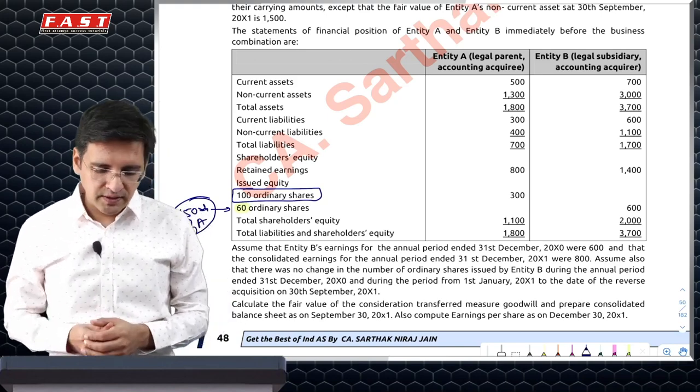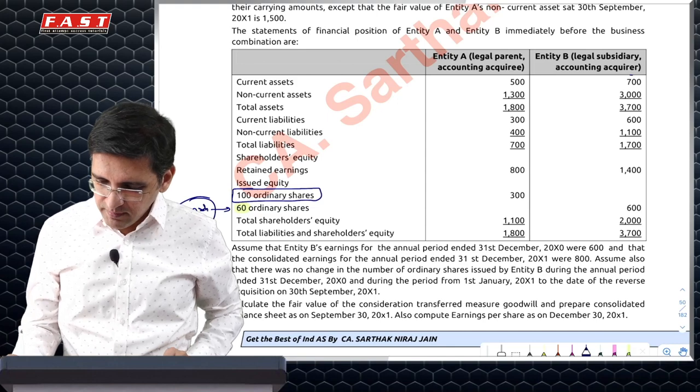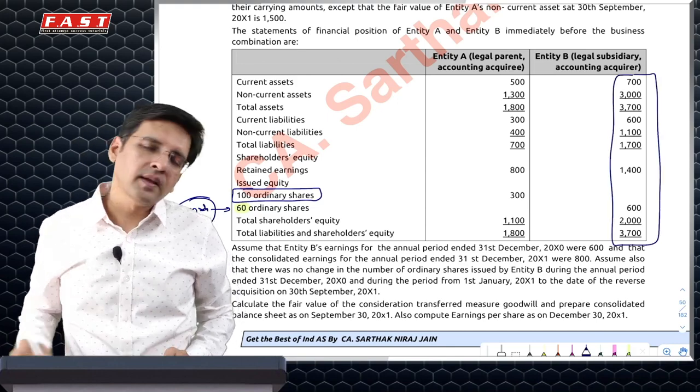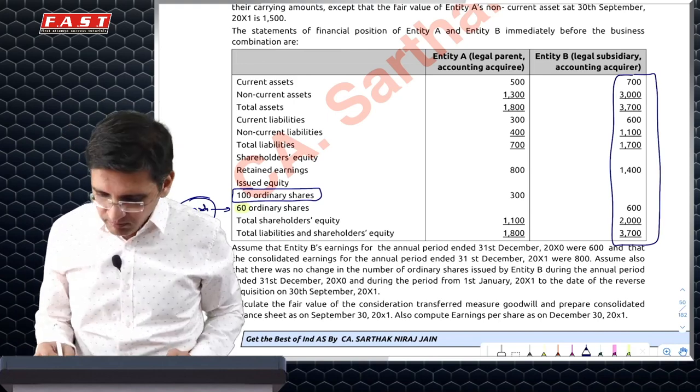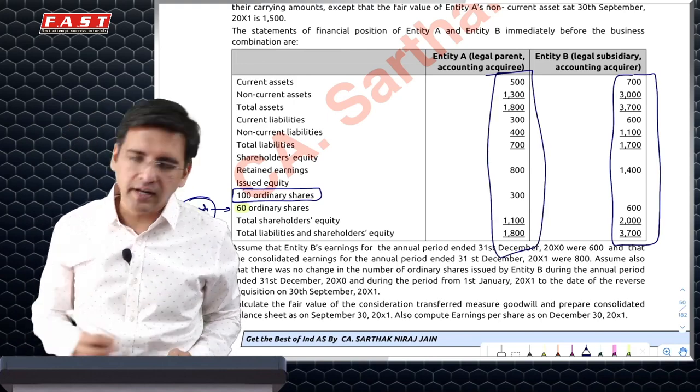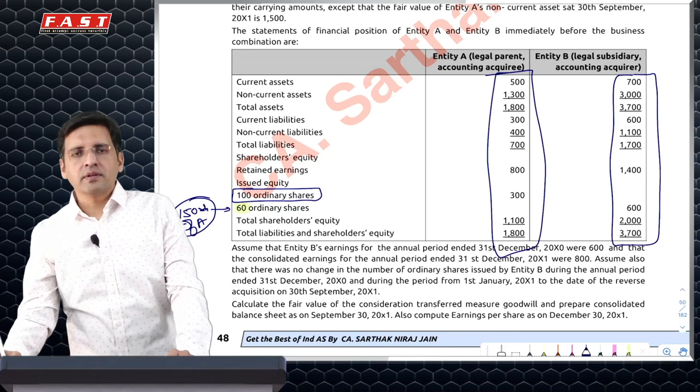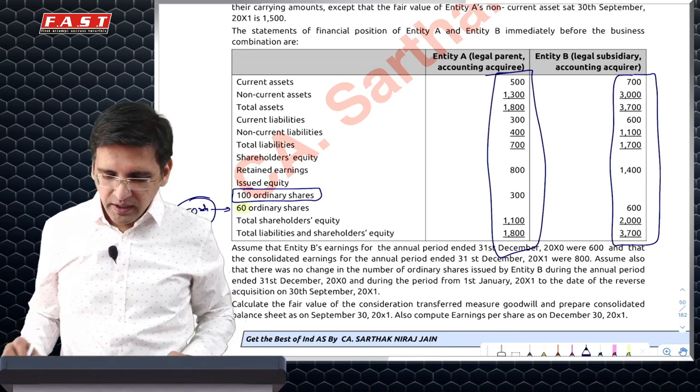In reverse acquisition, all assets and liabilities of the accounting acquirer, the legal acquirer, will be taken at carrying amount. My assets and liabilities will be taken at fair value. What is most important is PC. How do we calculate the PC?